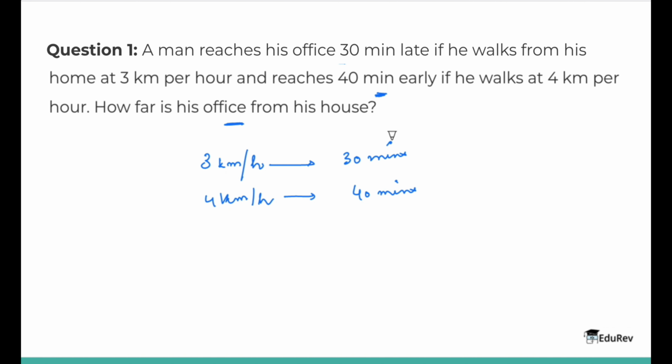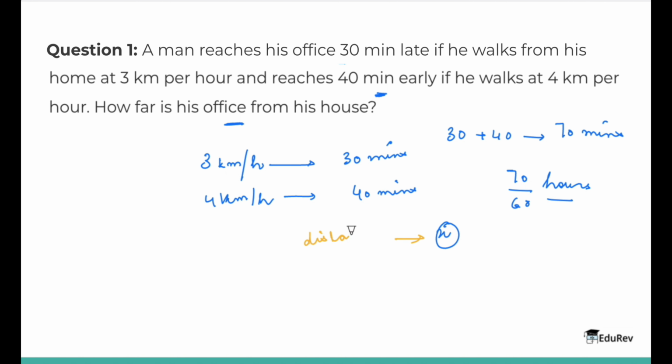Now the thing is, what's the time gained? The time gained is going to be 30 plus 40, right? That is 70 minutes. If I convert this into hours, it's going to be 70 by 60 hours, because 1 hour has 60 minutes. Now let the distance be x. So let's assume that the distance is x.